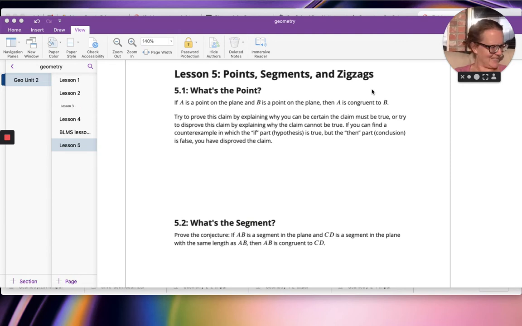What's the point? If A is a point on the plane and B is a point on the plane, then A is congruent to B. Try to prove this claim by explaining why you can be certain the claim must be true. Or try to disprove this claim by explaining why the claim cannot be true. If you can find a counterexample in which the if part, the hypothesis, is true, but the then part, the conclusion, is false, then you have disproved the claim.